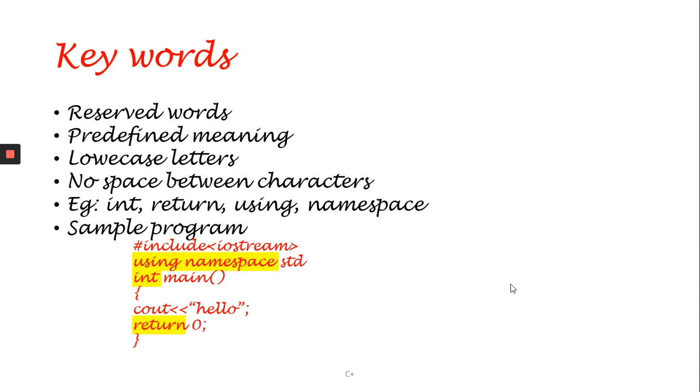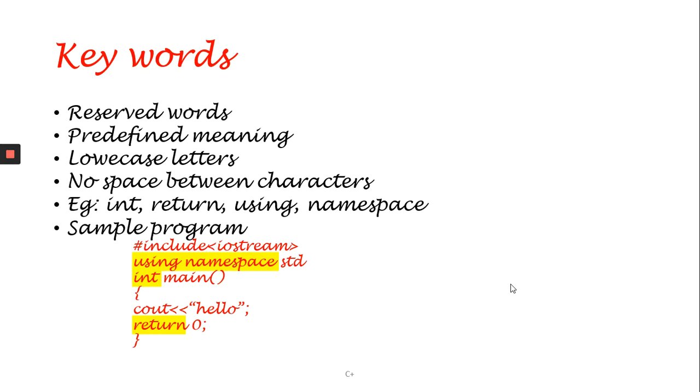#include <iostream>, using namespace std; int main, cout hello, return 0. This is one of the simplest programs that we can write. Here using is a keyword, namespace is a keyword, and int and return are keywords. Using, namespace, int and return have their own meanings.